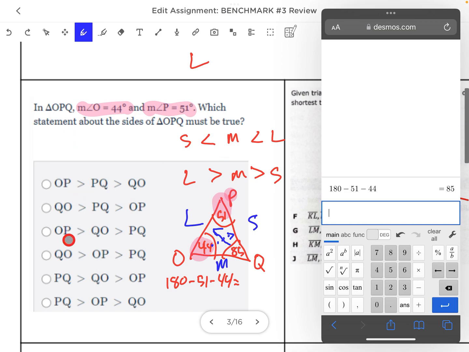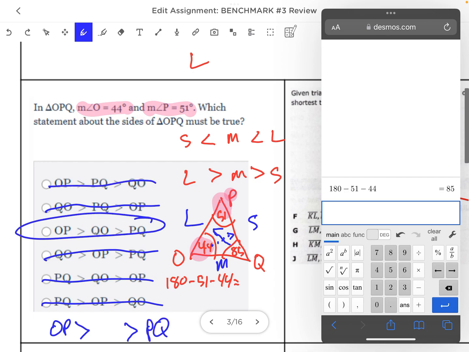Okay, so let's look. These are pointing this way, right? So if it's going like this, that means the largest is over here. Largest would be OP. So we need that to be OP. Which one has OP? That one doesn't. No. No. That has OP. That doesn't. That has OP, right? So we have eliminated all these. So if we had to guess, it has to be one of those two. So now let's think the smallest. The smallest is across from this, right? Shortest is PQ. So over here has to be PQ. So we know that has to be our correct answer.